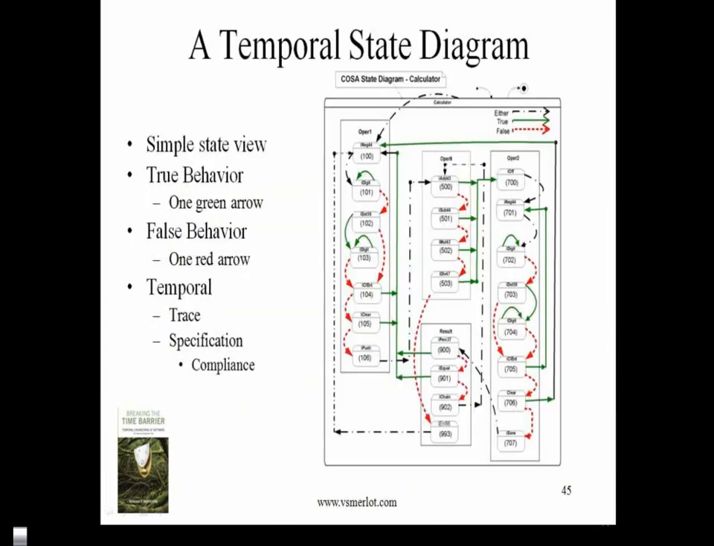The temporal state diagram. This is a simple state view. Each state does one thing well. That is, each state makes a true or false decision and transitions to a true or false destination. Nothing more, nothing less. This is a good example of keep it simple.